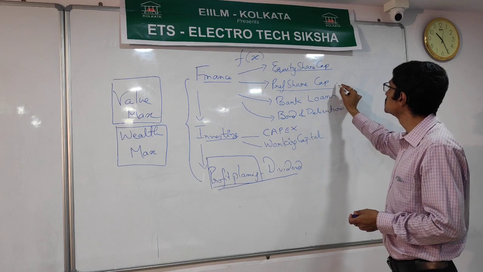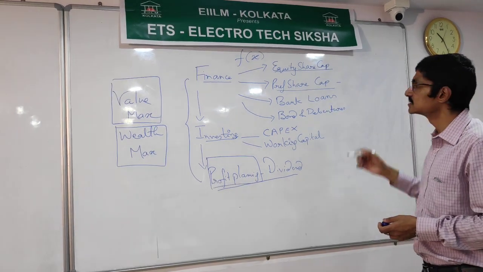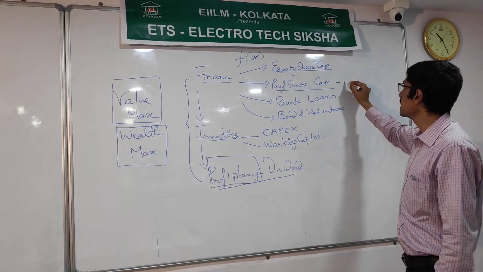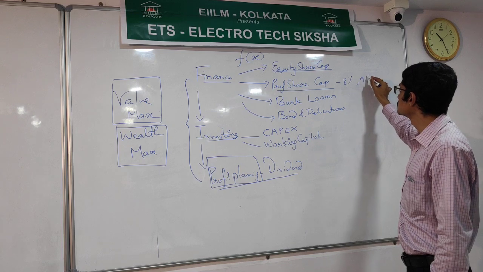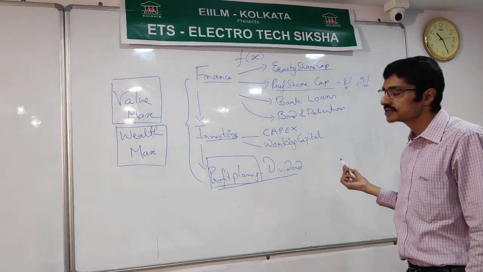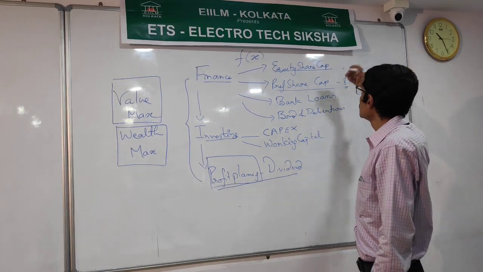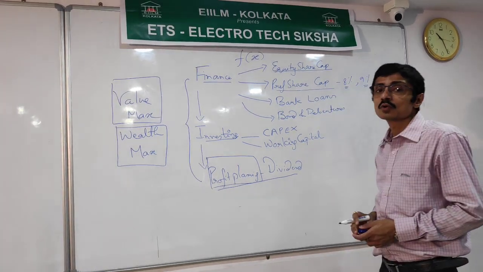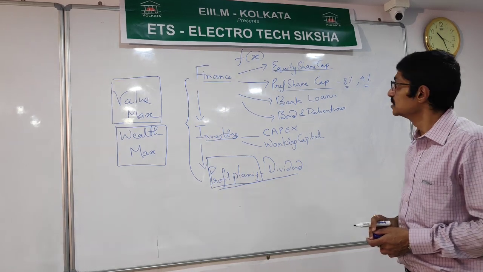Preference shareholders, the second source of finance, carry a fixed rate, let's say 8% or 9%, and every year they will be getting this dividend. They may participate in the AGM only if their dividend is not paid in a year for more than 2 years.